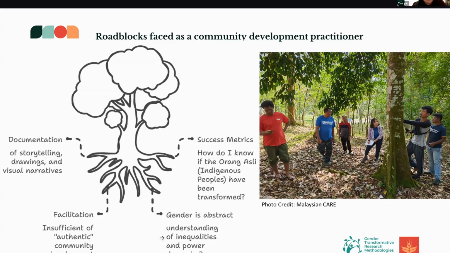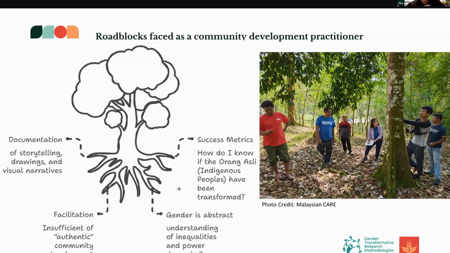And then the next is looking at the success metric. I ponder what community-led success actually looks like. How do I know if the indigenous people, I use the word orang asli in my local language, referring to the indigenous people in Peninsular Malaysia, whether at household or community level, have been transformed? I often question what valuable measures I want to see changes in, particularly in gender dynamics.